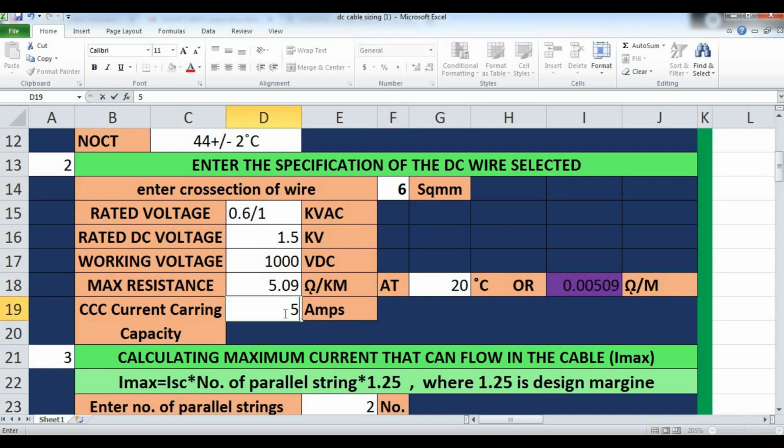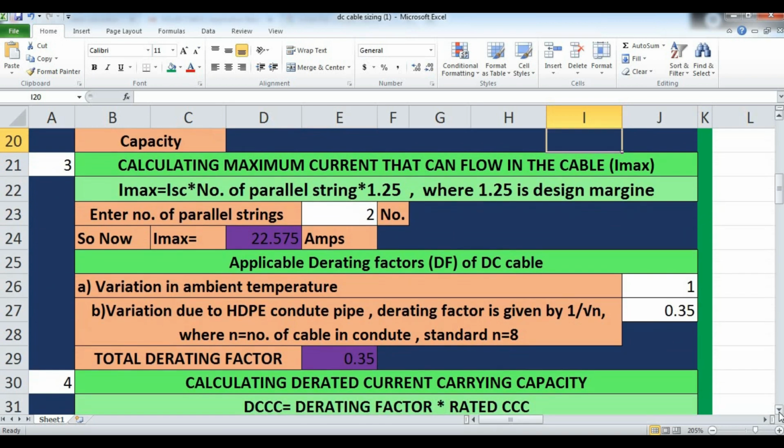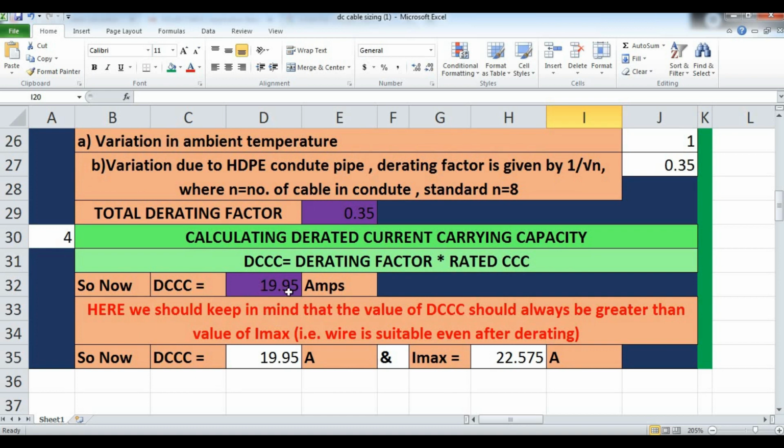Now if we put 57 as our current carrying capacity, we will come here and see how much it becomes. Now you can see our derating current carrying capacity is 19.95 amps, but it's still lower than Imax. So this also is not going to satisfy our condition. This cable may burn, and it will burn for sure, or it will melt at some point. When we reach the worst condition, when we get our Imax flowing through the cable, our cable will get burnt at that point.